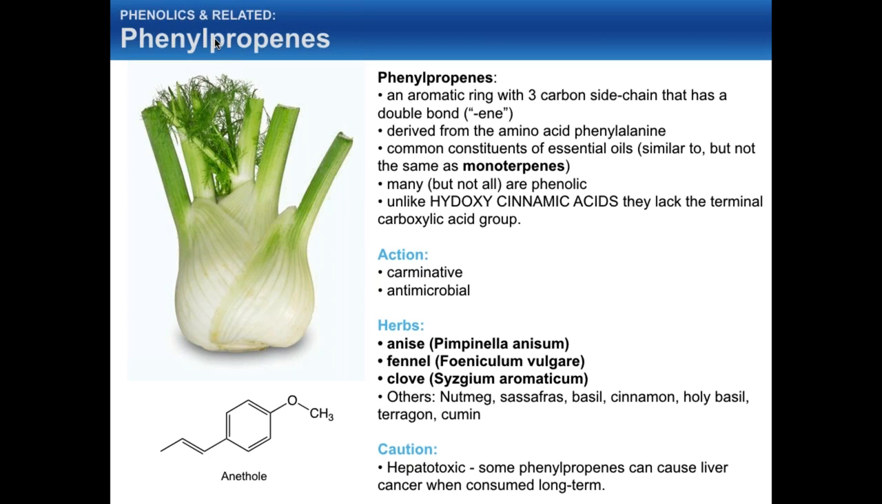So the phenylpropenes are found in lots of the spices you have in your spice cabinet in your kitchen. Usually the ones that are in the Apiaceae family, which includes things like fennel, anise, what else is in there? Cumin, tarragon. Those spices tend to have a lot of the anethole, but also some of the members of the mint family will also have them, like basil and holy basil and things like that.